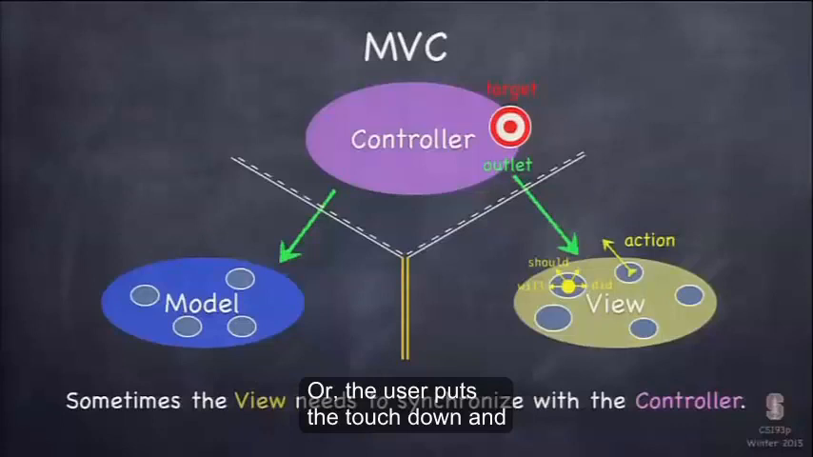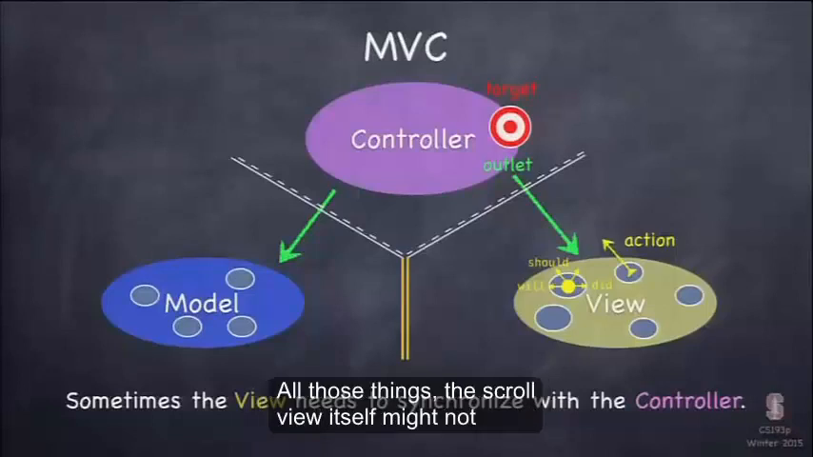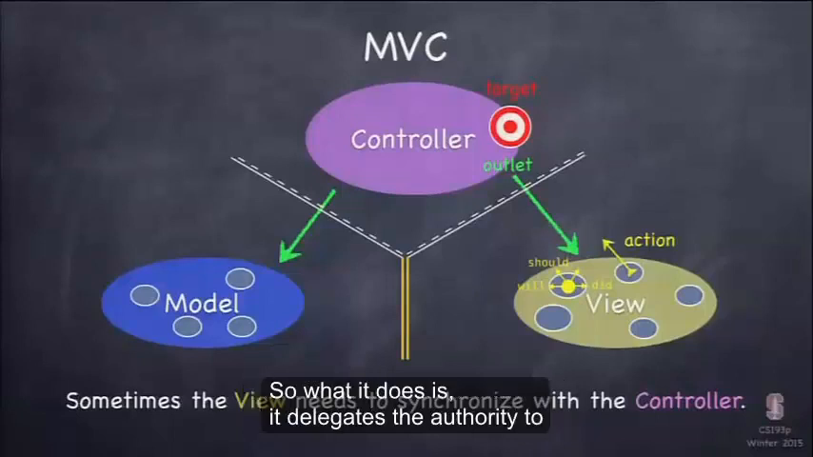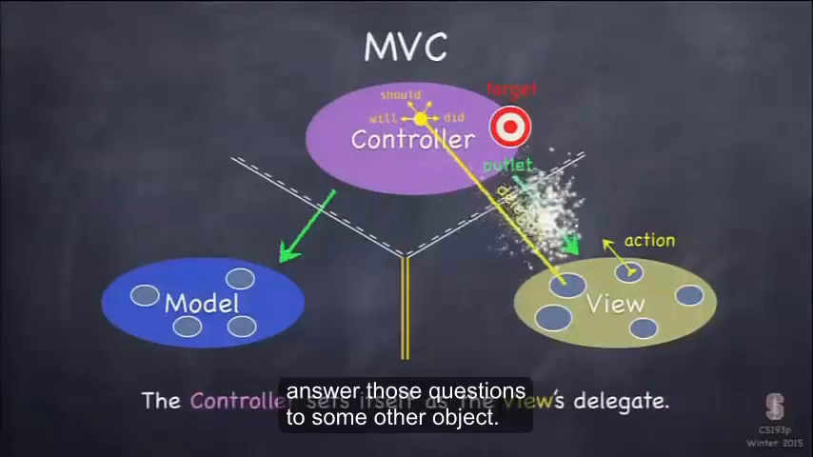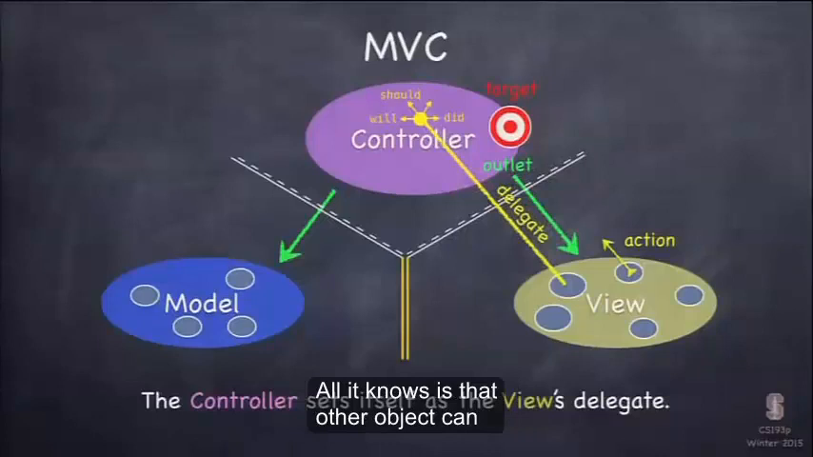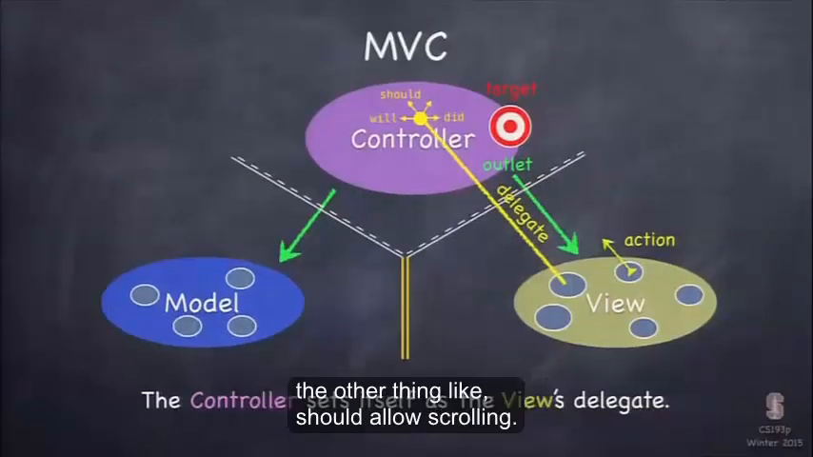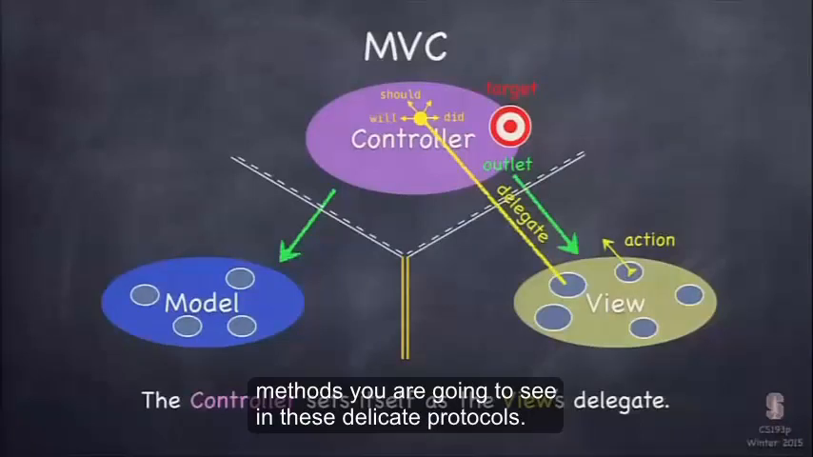Or the user puts the touch down and the scroll view wants to know, should I allow the user to scroll here? Is that allowed? The scroll view itself might not have enough logic to know the answer to those questions. So what it does is it delegates the authority to answer those questions to some other object. Now, it doesn't know the class of that object. All it knows is that other object can answer these questions: will, should, did, this, that, or the other thing, like should allow scrolling, did scroll to point, things like that. So those are the kind of methods you're going to see in these delegate protocols.